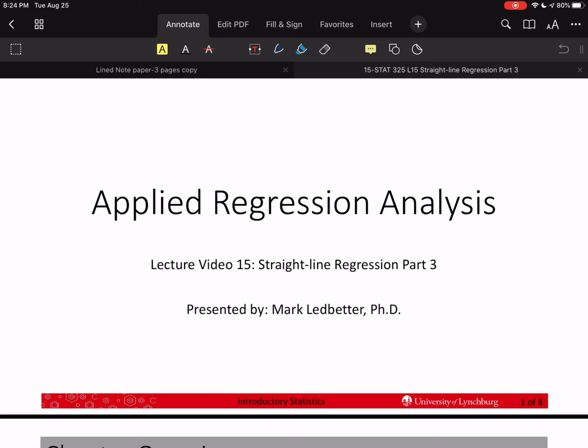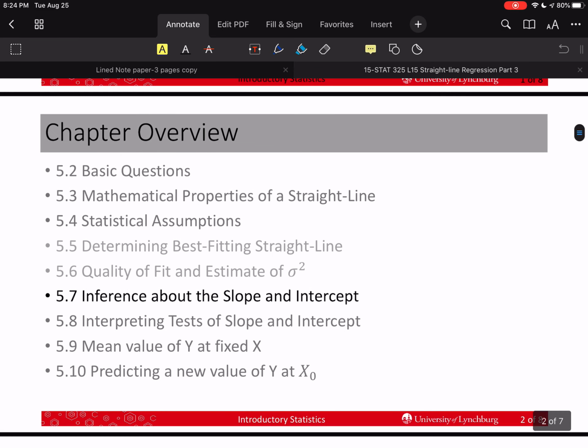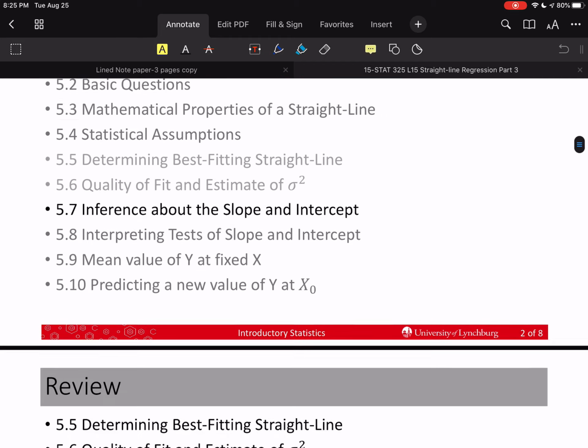We're still talking about straight line regression. This is part 3, and there are going to be several more parts after this. In this chapter, we have these 9 or 10 areas we're going to discuss. Today we're going to discuss performing inference about the slope and the intercept. The slope is beta 1, the intercept is beta naught.